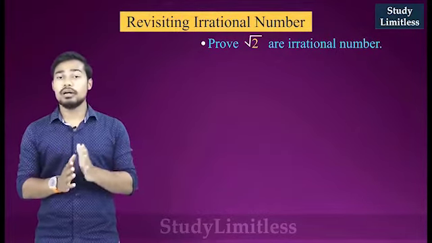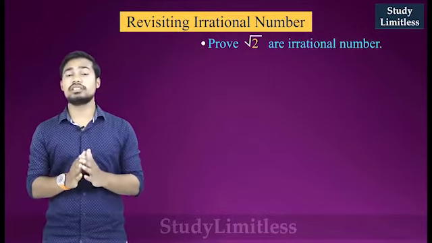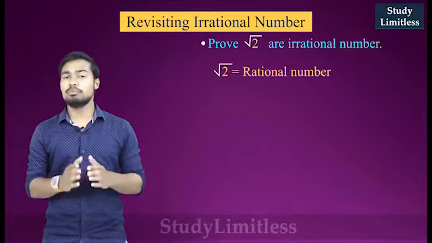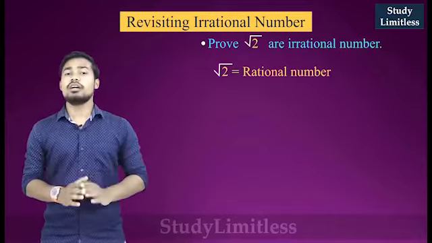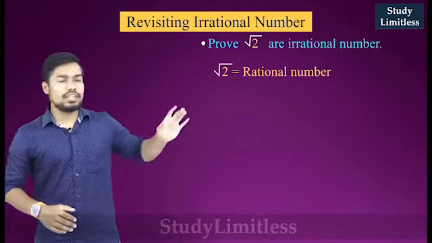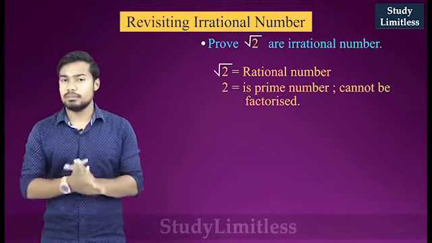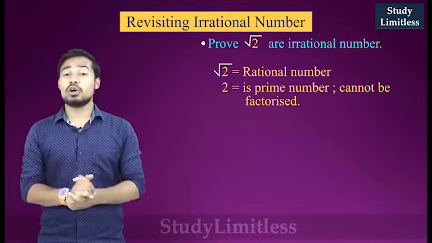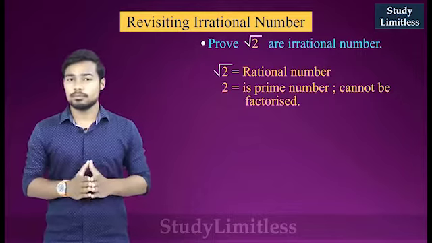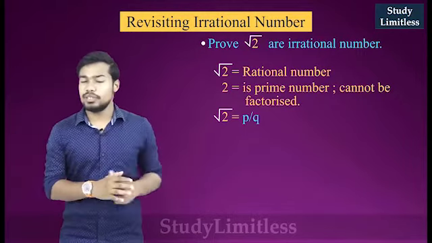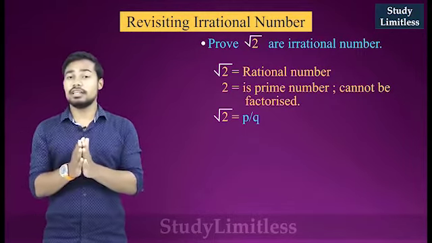Let us prove this by proof of contradiction. We will first consider root 2 as a rational number and then prove that root 2 is not a rational number. So if we take root 2 as a rational number, we have 2 as a prime number. That means 2 cannot be further factorized. So root 2 can be written as p by q.